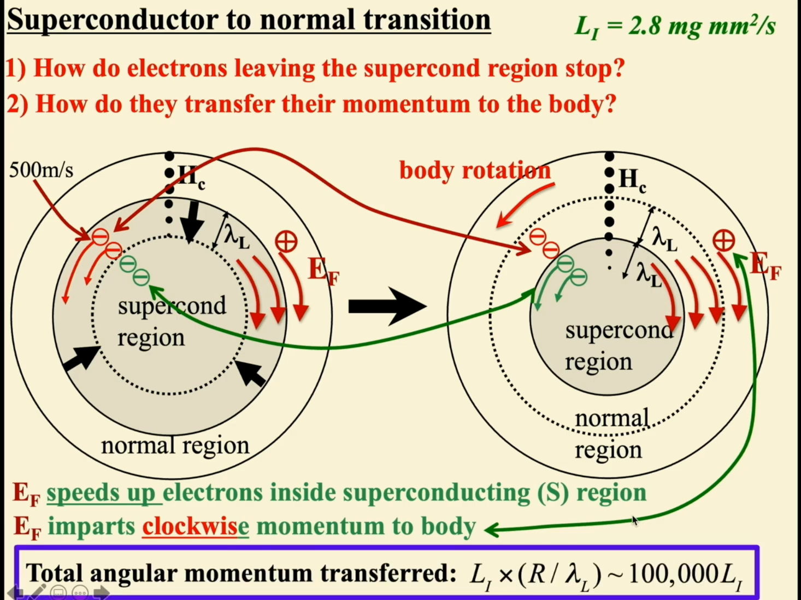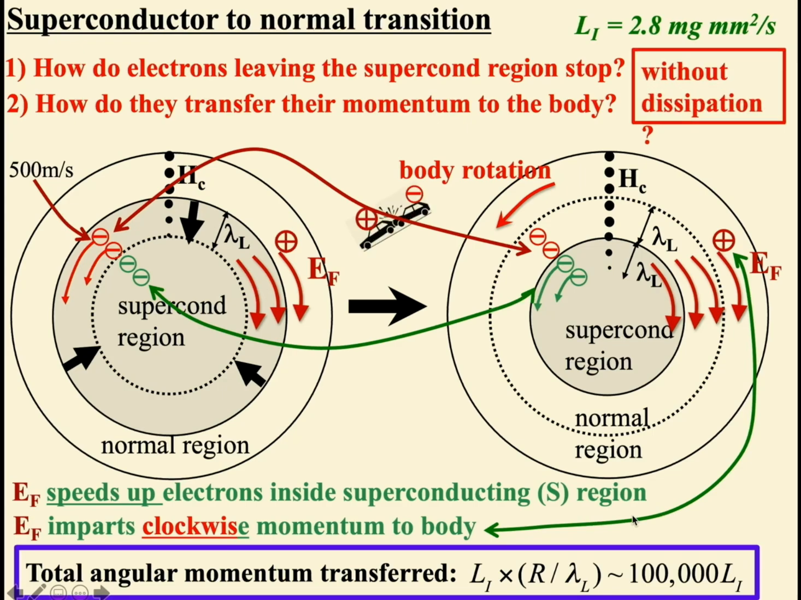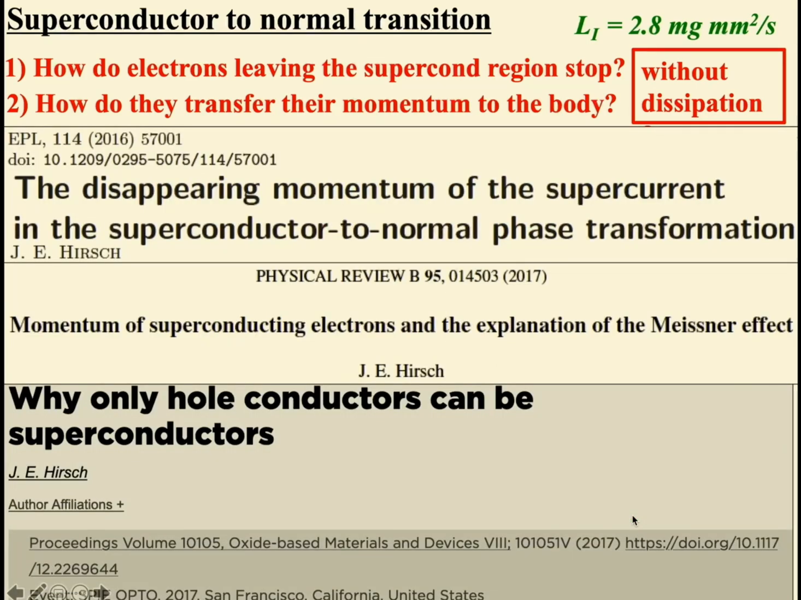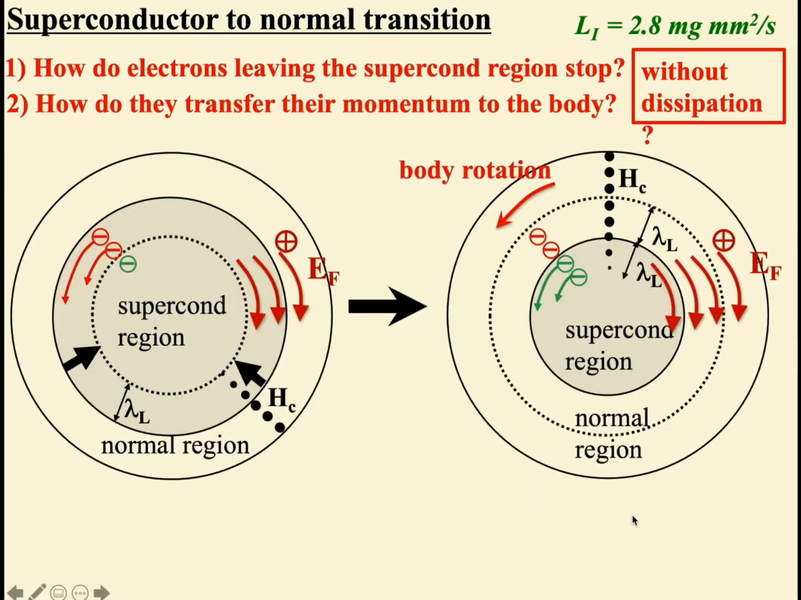And the total angular momentum that has to be transferred to the body is in fact much bigger than this initial angular momentum, because the Faraday field is pushing all the way as the phase boundary moves in the opposite direction than what the body is rotating. So all these are very simple and fundamental questions. And this transfer of momentum has to happen without dissipation. So the stopping of the supercurrent cannot be through scattering, okay? That's a problem. I wrote some papers on this, which you can go and look at to get details.